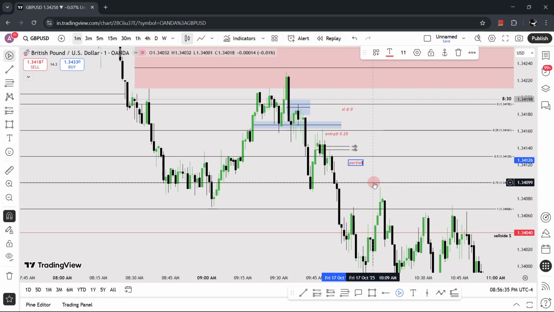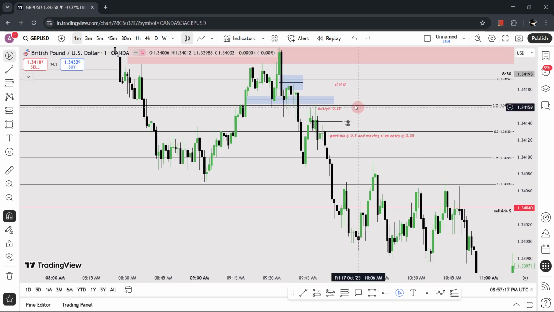Partials at the 0.5 quadrant, and then the black candle. Moving SL to where? SL to entry at the 0.25 level.